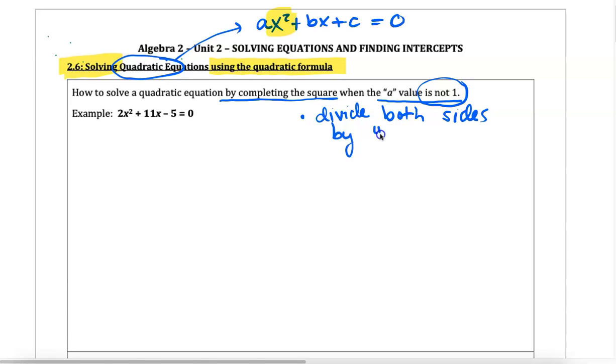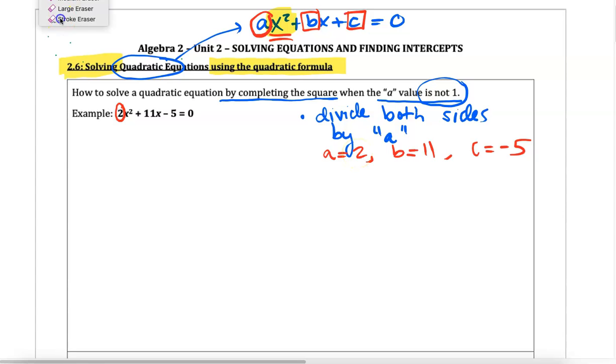by the a value. Now remember, when I say the a value, I'm referring to the number that's being multiplied to the x squared term. So in this case, the a value is 2. So in fact, a is 2 in this case. The b value would be 11, and the c value would be -5. So b is always the number being multiplied to the x term, and the c is always the constant that has no x. Okay, so in this case, we need to divide both sides by 2.